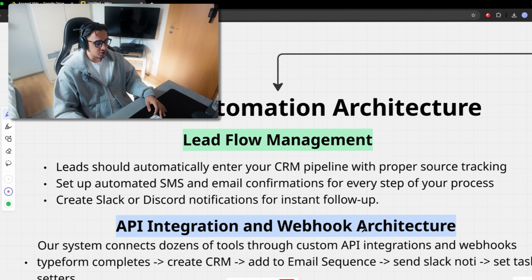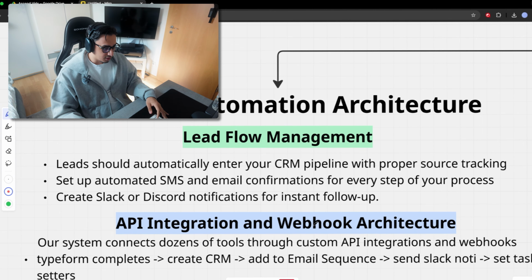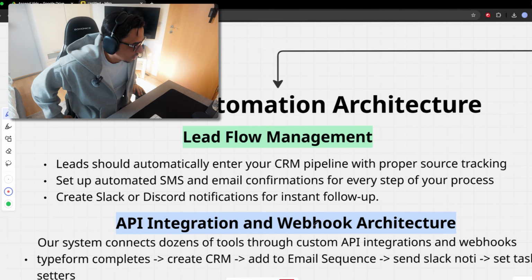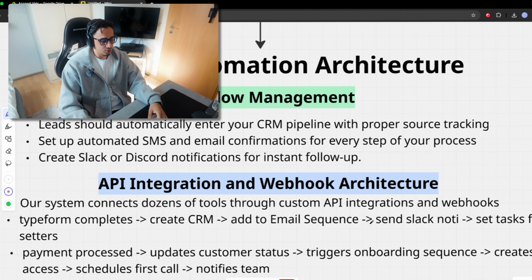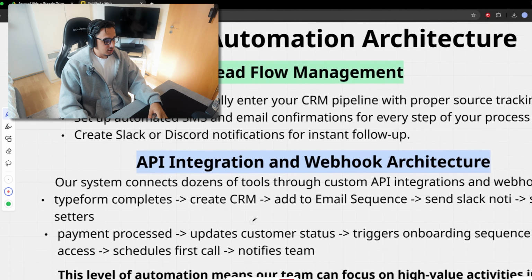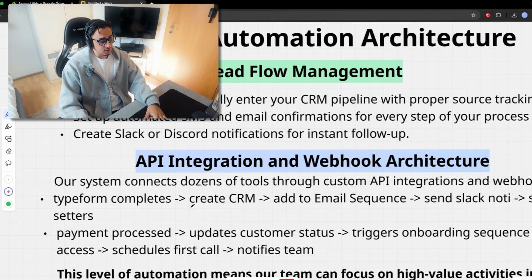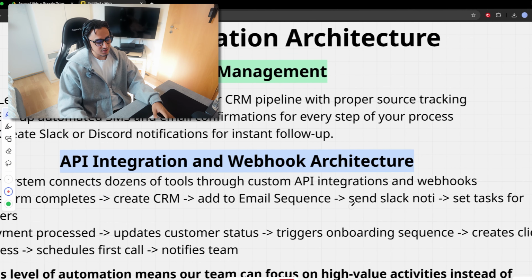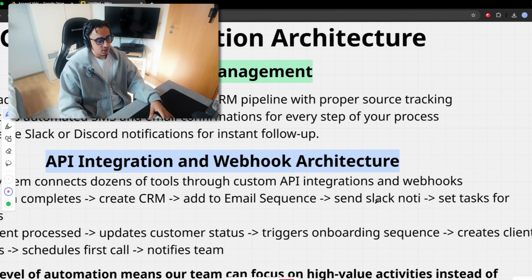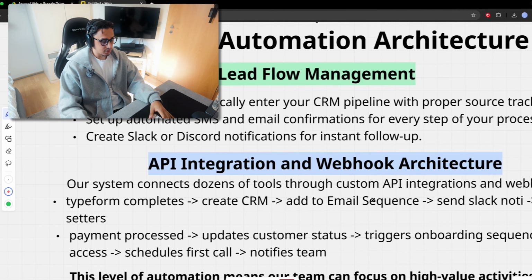And then API integration and webhook architecture. This is the most complicated part, but this is really the heart of the business. Because, for example, our system connects dozens of tools for custom API integration and webhooks. Let's take the Typeform, for example. If someone completes the Typeform, it creates a contact in the CRM, it adds them to the email sequence, it sends us a Slack notification, and it sets tasks for the setters. So the setters exactly know what they have to do.